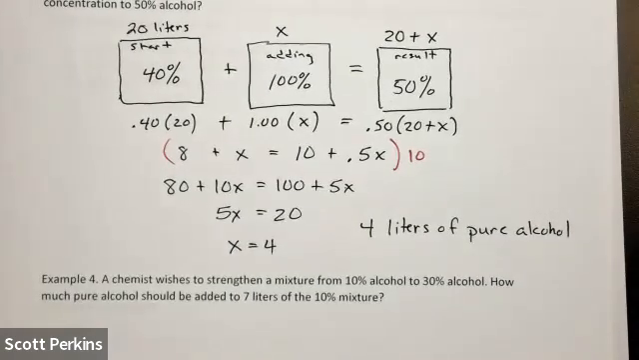All right, so now you have a fully complete problem on your page. If you haven't written anything down, I'll leave that right up there. Example 4, same thing. A chemist wants to strengthen a mixture from 10% to 30%. How much pure alcohol should be added to 7 liters of the 10% mixture?